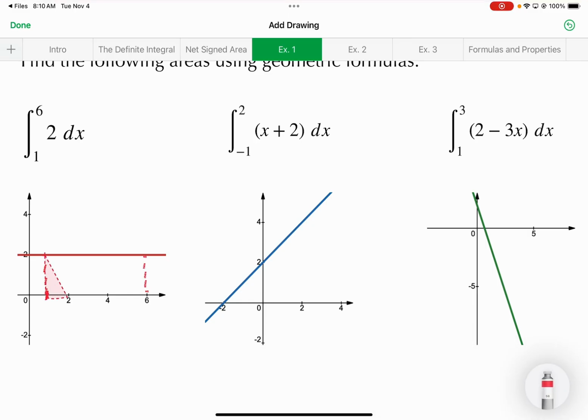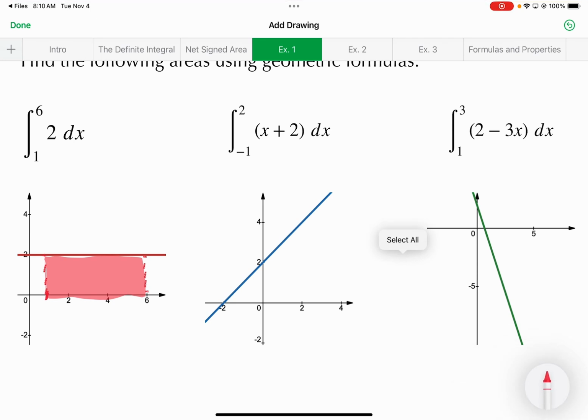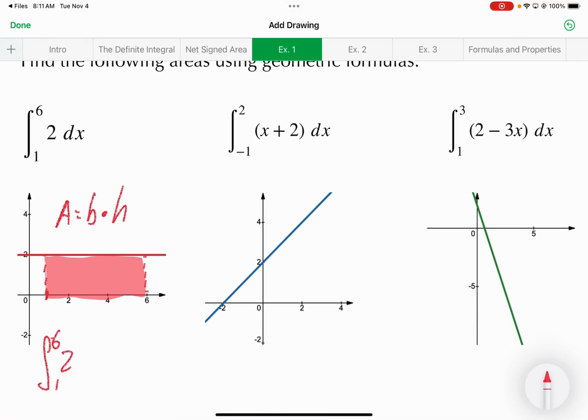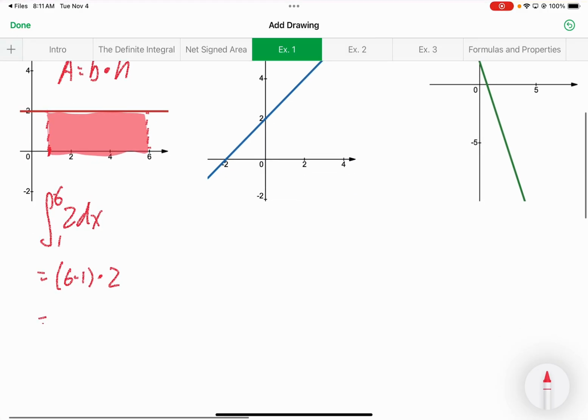Why did that happen? So I want to use this area under the curve. All right, now, what shape is that? So I just want to do base times height. So the integral from 1 to 6 of 2 dx is just going to equal, what's my base? Good. And my height? Cool. So then 5 times 2 gives me 10 units squared.